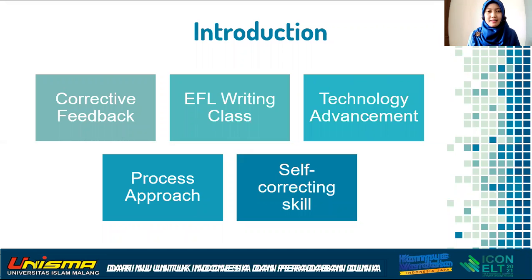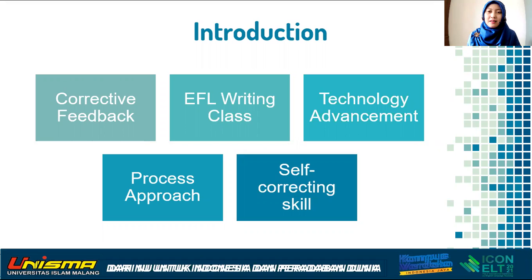Going to the introduction, there are 5 important aspects behind this study. The first is the importance of corrective feedback. The second is the relationship between corrective feedback and the EFL writing class. As we know, when we produce writing or other skills, after we receive corrective feedback, we sometimes do activities to develop a better skill. In this case, corrective feedback is closely related to the writing class.